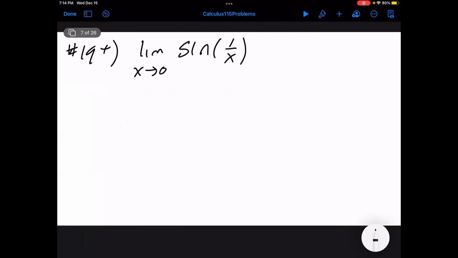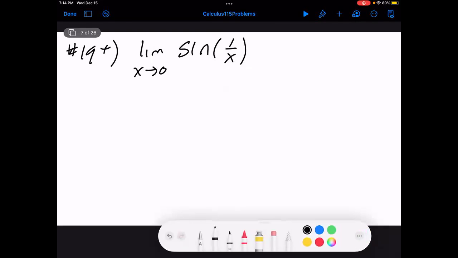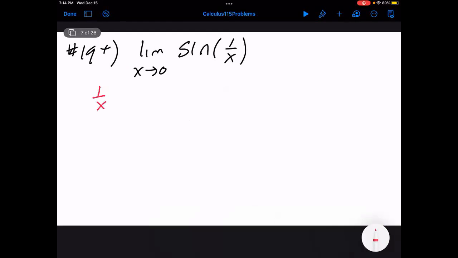So what does 1 over x go to? As x goes to 0, what does 1 over x go to? Infinity. It goes to infinity. So do we think the sine of 1 over x converges to a number, or do we think it oscillates?